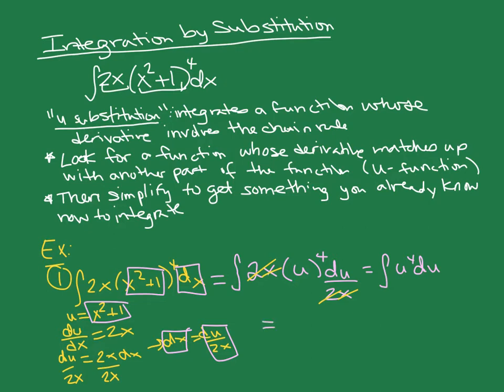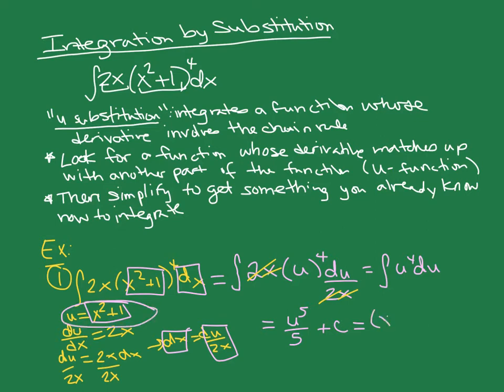You're going to do the antiderivative of u to the fourth, and the antiderivative of u to the fourth is u to the fifth over 5. Don't forget your plus c. The last thing that you need to do is rewrite that u as what we started with. We're going to back substitute.